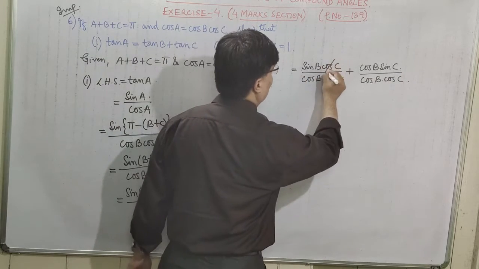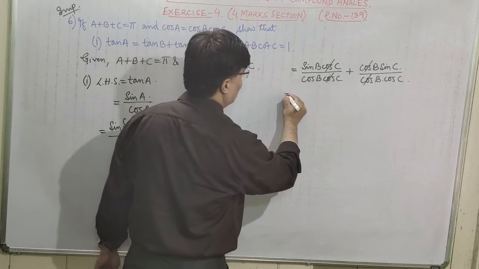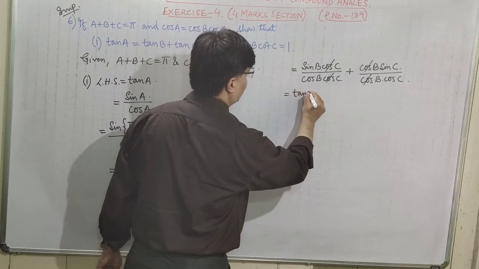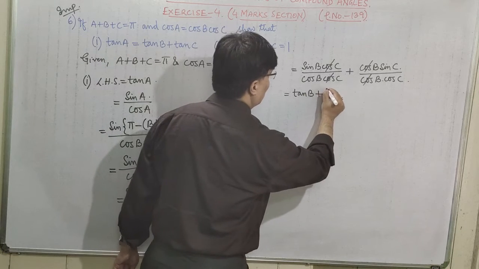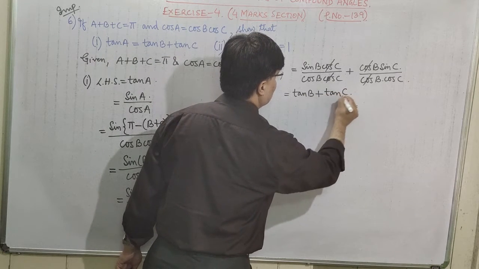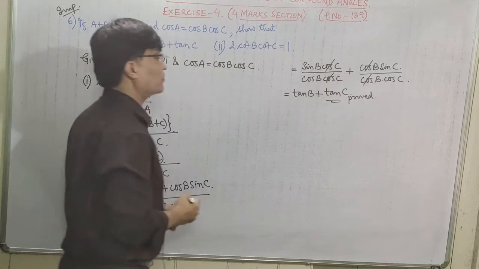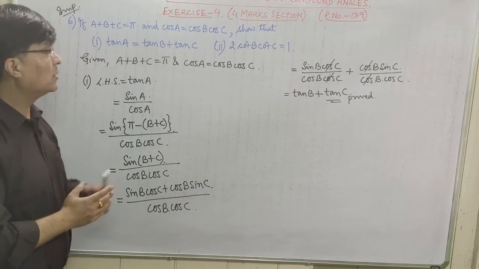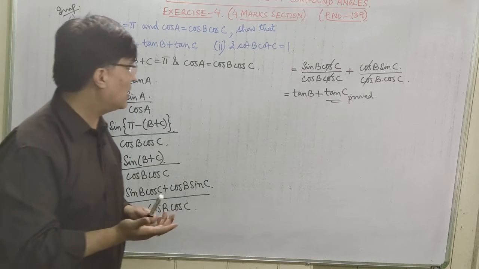So cancel this cos c, cos c. Here cos b can be cancelled. What is sin b by cos b? It is tan b plus, what is sin c by cos c? It is tan c. So it is proved. So I think you have understood it. So we have proved number 1, that is LHS is equal to RHS.